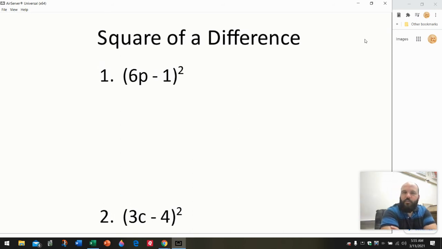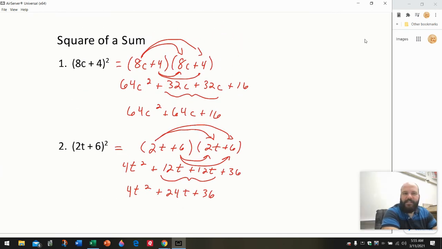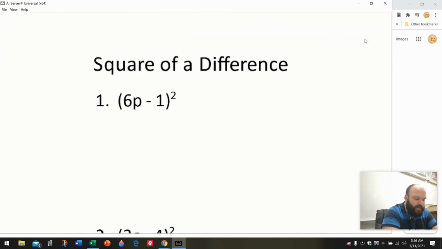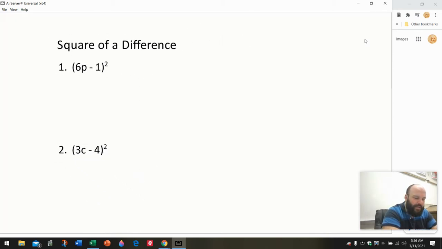Now, we're going to move into what is called a square of a difference. Now, what we did there was called a square of a sum. The reason why it was called a square of a sum is the two terms inside the parentheses were both being added. And so you end up with all positives all the way across whenever you FOIL this out. When you have a square of a difference, we are squaring two terms that are being subtracted. That's what the word difference means. So this turns out a little bit different because of the negatives.